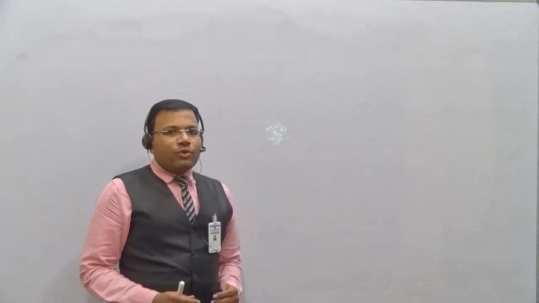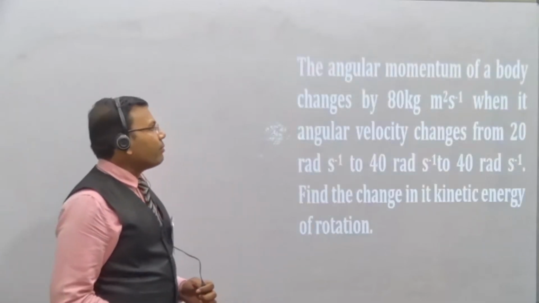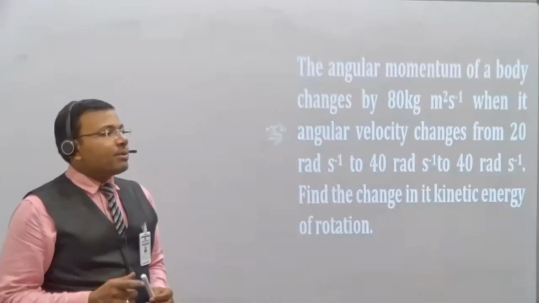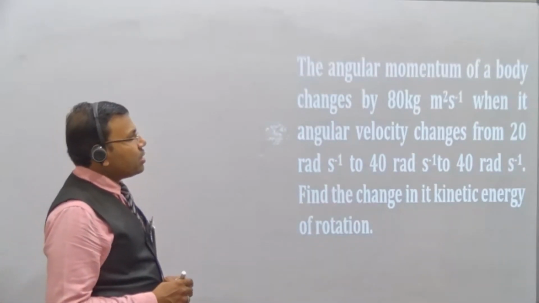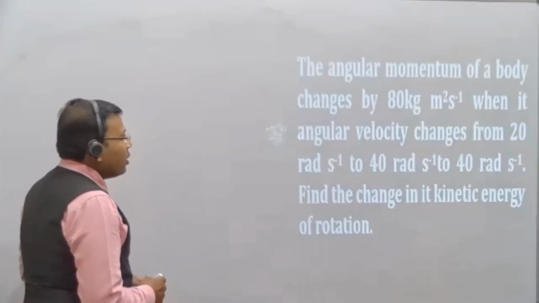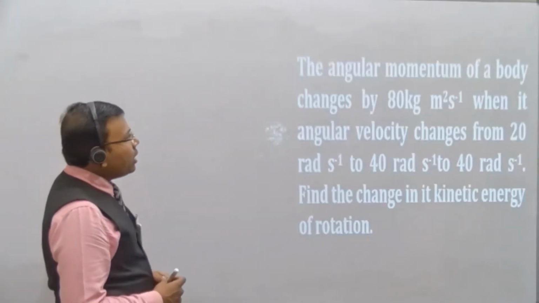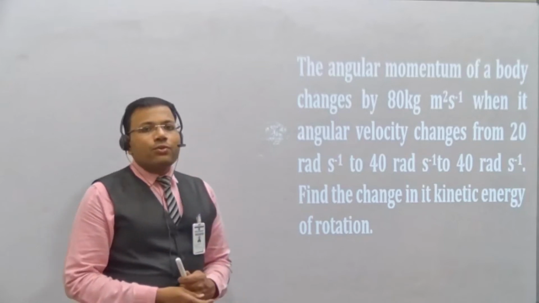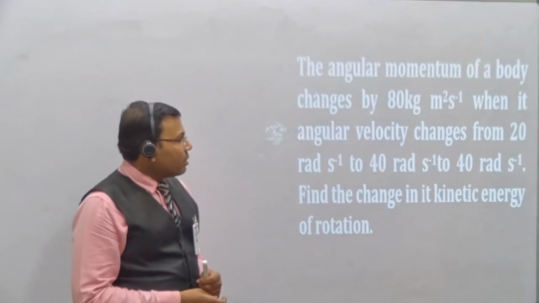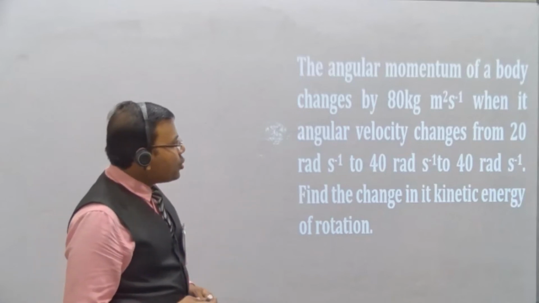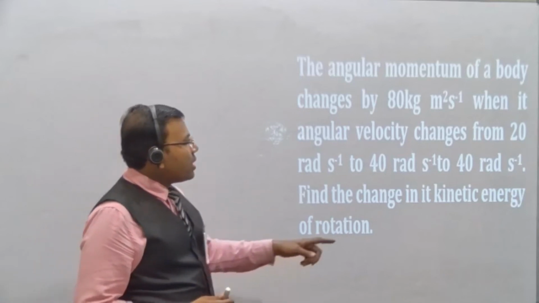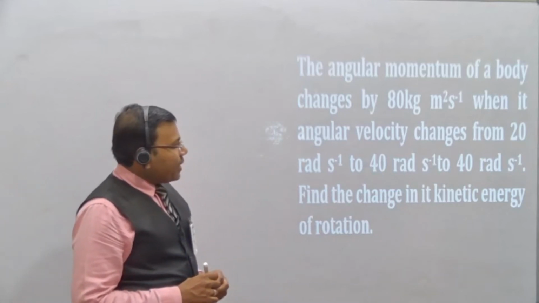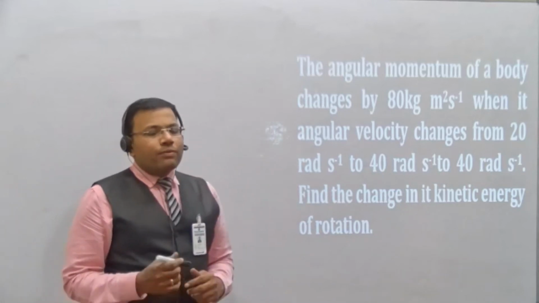Now students, let us move to the next problem. Here you can see the angular momentum of a body is changing by 80 kg square meter per second, when its angular velocity changes from 20 radians per second to 40 radians per second. Again, it's written as 2 times, but it is only one; that is a typing mistake. So find the change in the kinetic energy of rotation.